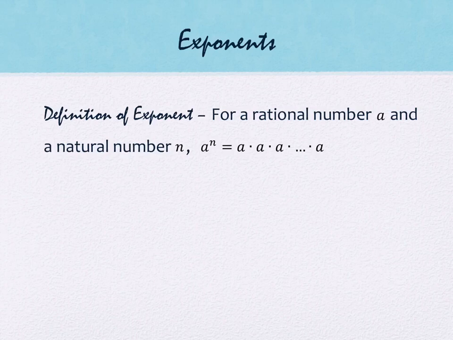So the definition of an exponent: if we have a rational number a and a natural number, remember natural number means the counting numbers 1, 2, 3, 4, and so on, n, then a to the n means a multiplied together n times. So a cubed is a times a times a. That's what we mean by this notation. It's repeated multiplication.